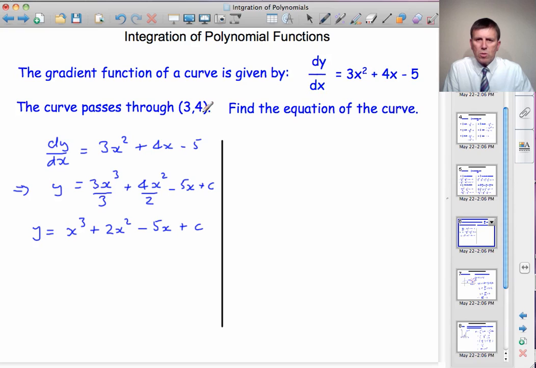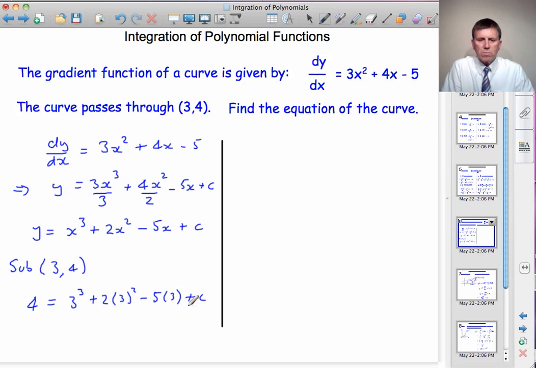And by substituting those values into the equation of the curve, we can find out what the constant c must be. So let's say substitute the point 3, 4. So we get 4 for the y coordinate is equal to 3 cubed plus 2 times 3 squared minus 5 times 3 plus a constant.